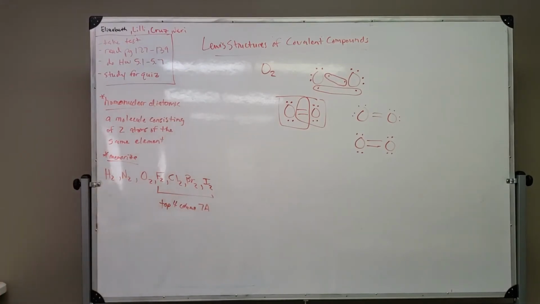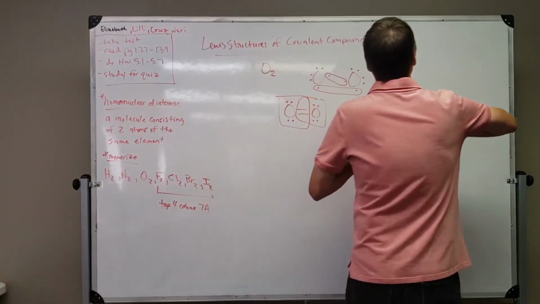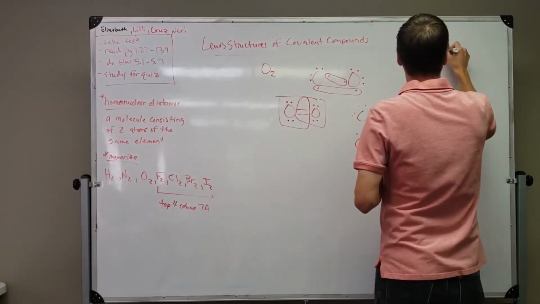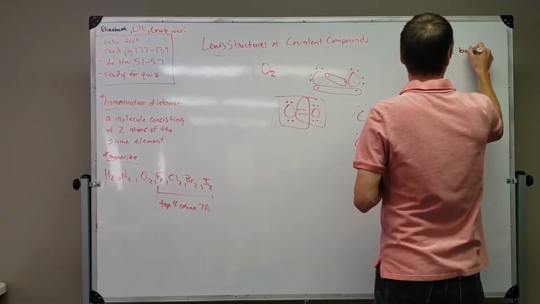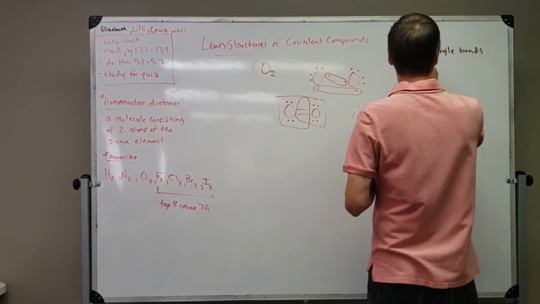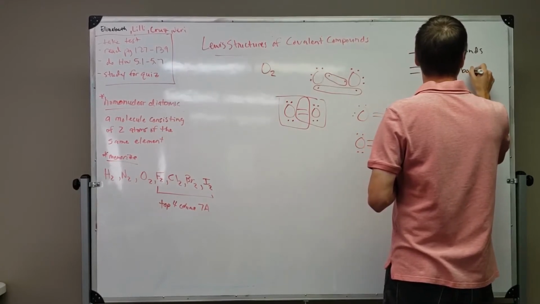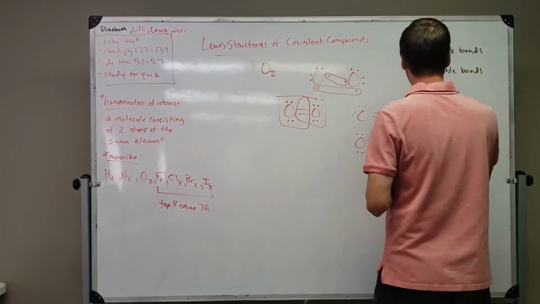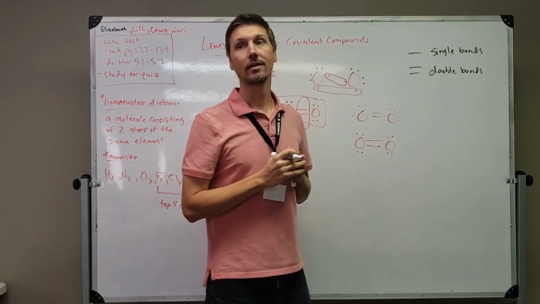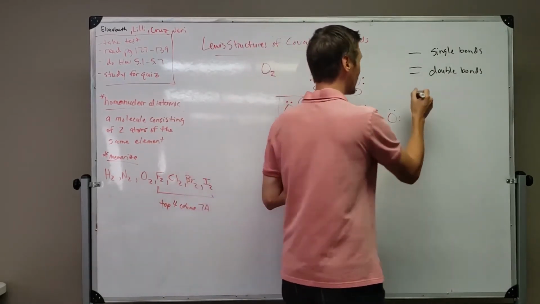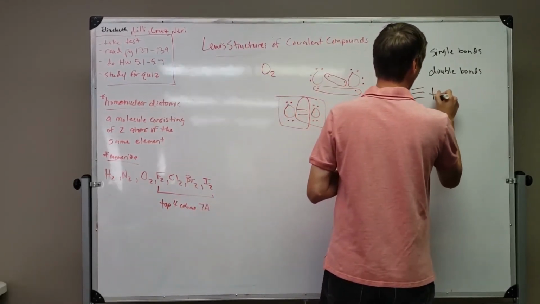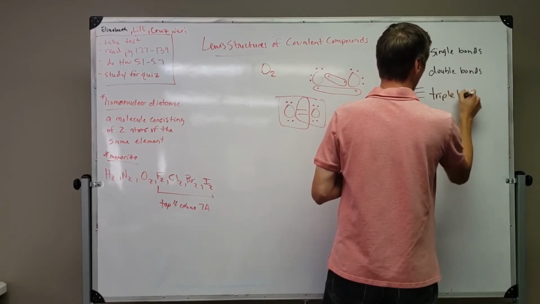All right. Questions about double covalent bonds, right? So we've got single bonds represented by one line, double bonds represented by two lines, and guess what? Triple lines represent triple bonds.